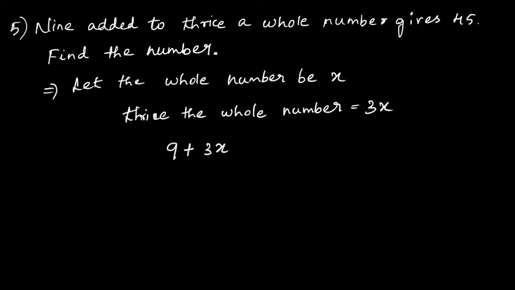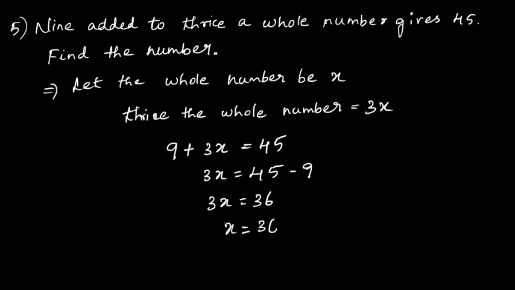So 9 added to thrice the whole number gives 45. So from this you need to find the value of x. So 3x is equal to 45 minus 9. So 3x is equal to 45 minus 9, you will get 36. We need the value of x. So send 3 to the RHS. So when you cancel, you will get 12. So the x value is 12.